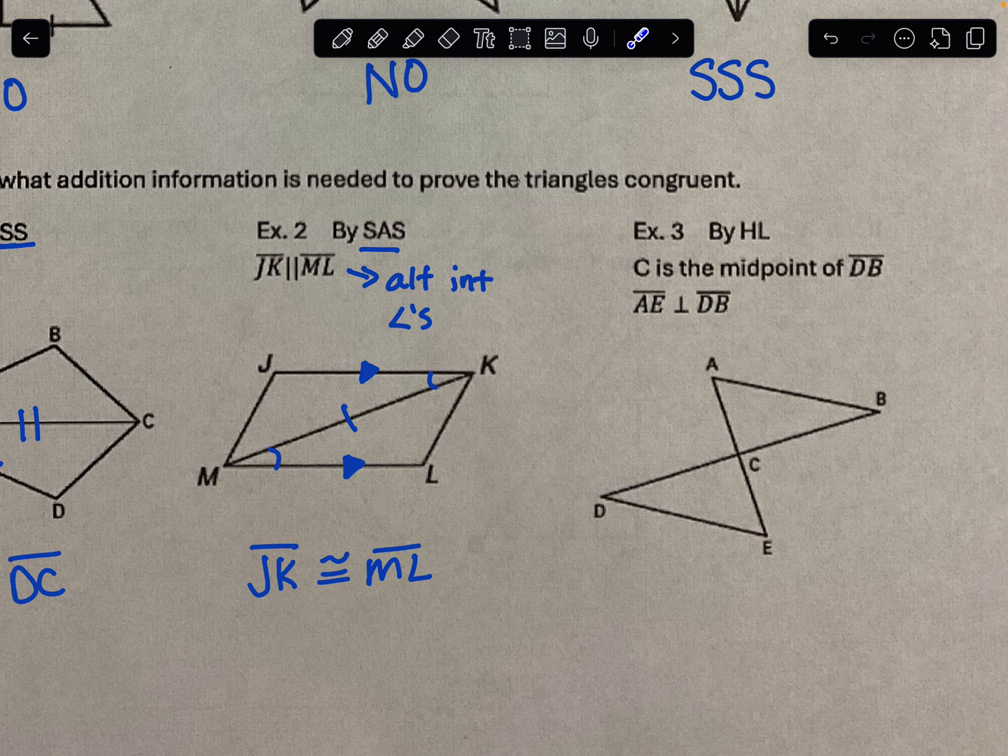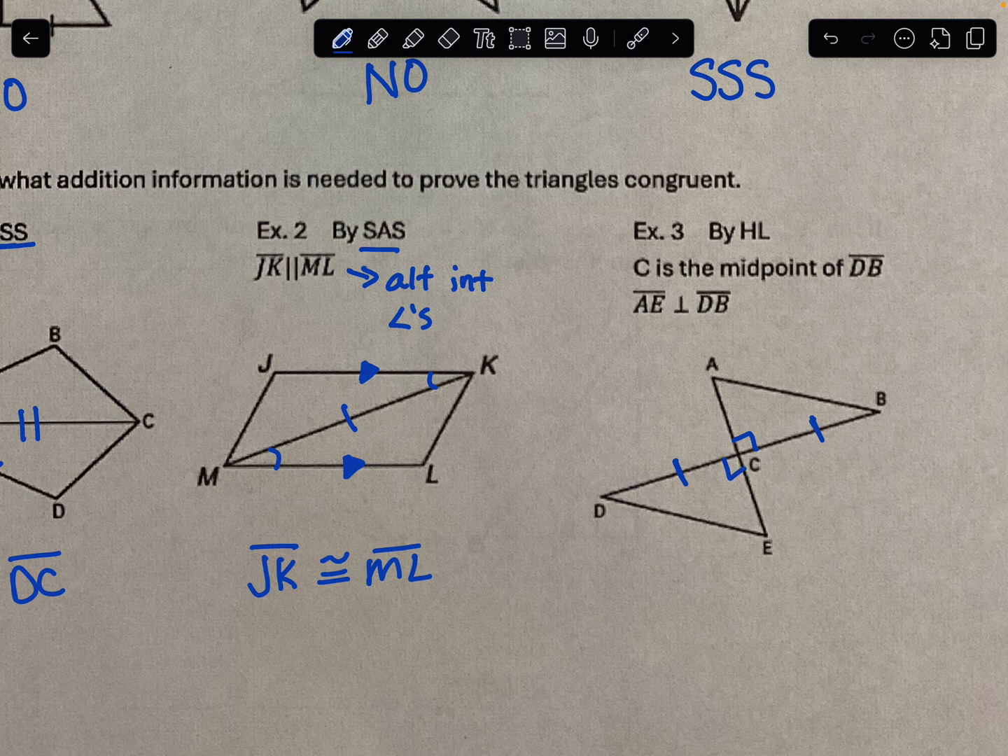We're proving by hypotenuse leg. It tells you C is the midpoint of DB. So if C is the midpoint of this line, what information does that tell us about these parts? They're the same. They're congruent, right? A midpoint always cuts something into two congruent parts. And then it says that AE, this line here, is what? What does this symbol mean? Perpendicular to DB. Well, what does that tell us? What does perpendicular mean? Right angle. Good, Caden. So it tells us we have a right angle here.